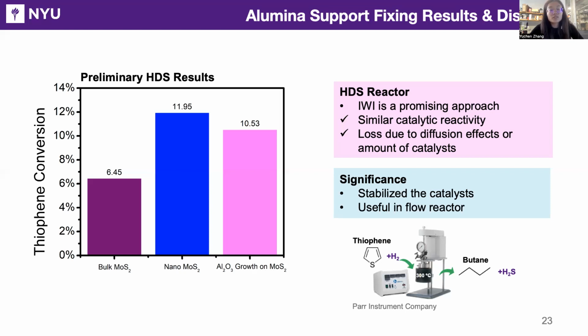But note here, we are using a batch reactor. A flow reactor is more commonly used in industry and may reduce the effect of diffusion. And I will get to that later in the future direction part. And also note here, this is only a preliminary catalytic result, and we haven't determined the loading yet. So the conversion rate per unit mass might increase.